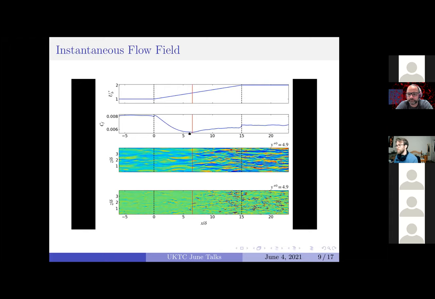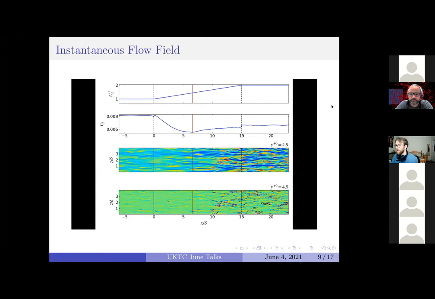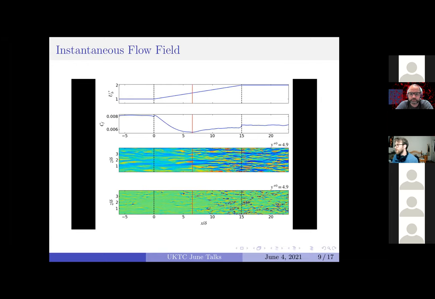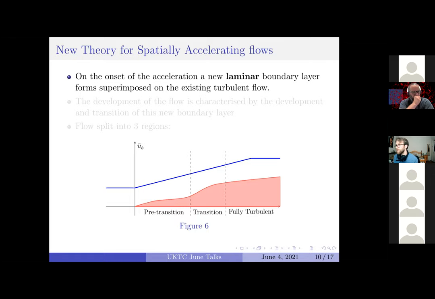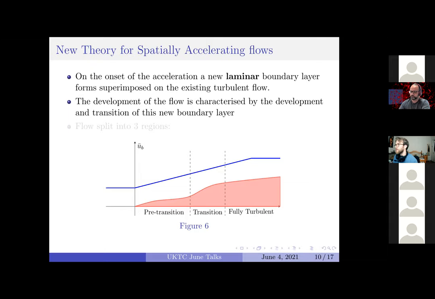Having briefly overviewed how the flow develops in instantaneous terms, I think it'll be useful to discuss the new idea related to the development of these flows. It can be summarized into two sentences. Firstly, on the onset of the acceleration, a new laminar boundary layer forms superimposed on the existing turbulent flow, and the development of the flow is then characterized by the development and subsequent transition of the boundary layer in a process somewhat similar to bypass transition.